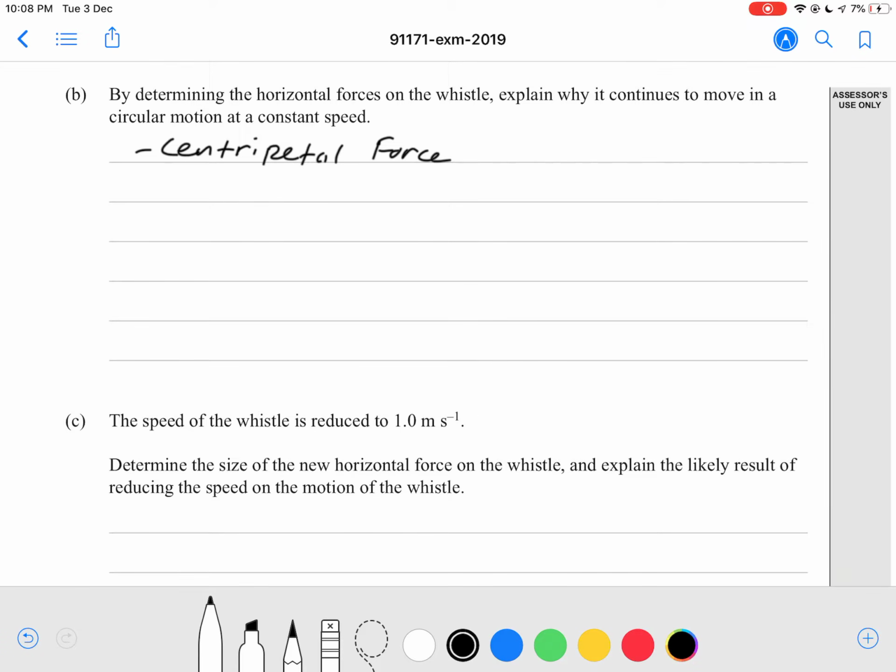And then we can link that to velocity being a vector quantity, which means it has both a direction and a magnitude. And we can say that the magnitude is going to remain the same. However, the direction is always changing because the whistle is moving in a circular motion. So in terms of this question, we can say centripetal force acts as the unbalanced force on the whistle, and we can link this to Newton's first law.